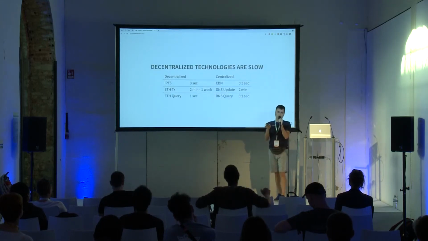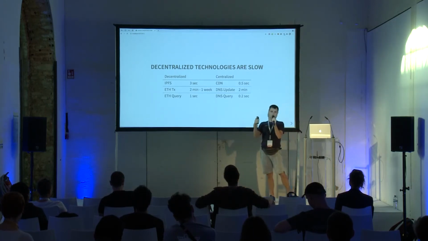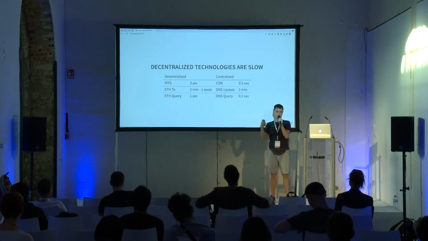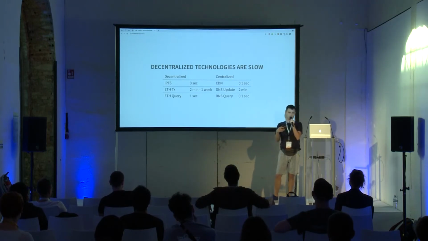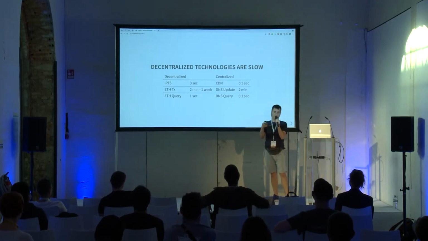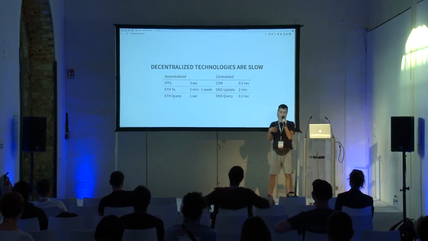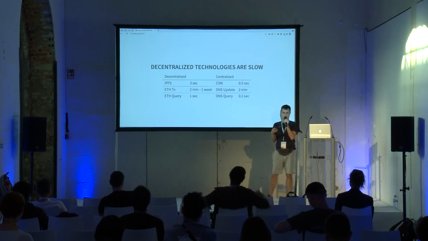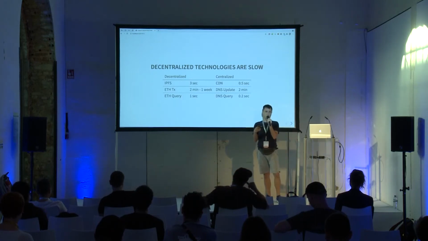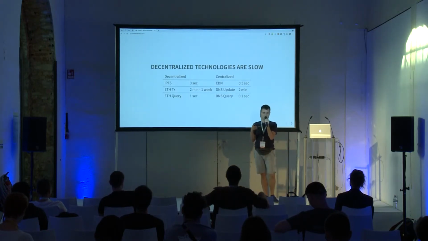And then decentralized technologies are slow, right? So if you would compare typical browser requests to display you the website on the right to the decentralized equivalent to this, you may see that all the requests to decentralized technologies are way too slow, right? Even Ethereum RPC, 1 second is just too much. No one will wait 1 second to resolve your domain name. It's just too long, right?